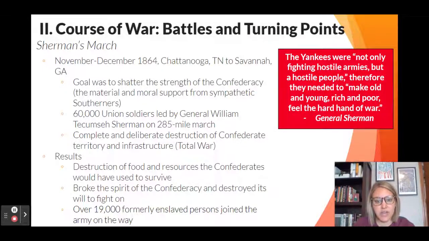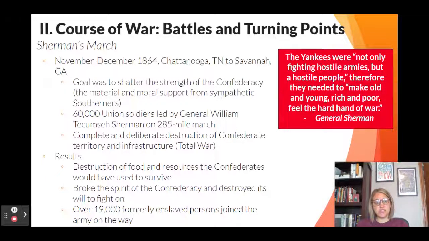So coming to the end of the war here, we've got Sherman's March. This is going to take place from November to December 1864 from Tennessee to Georgia. So this is where the Union is going to be more focused on a war of attrition, a war where they simply are trying to wear out the enemy. They know they have more resources in regards to manpower, weapons, ammunition. They have the advantage when it comes to strength. However, Southern morale and support is still extremely high.